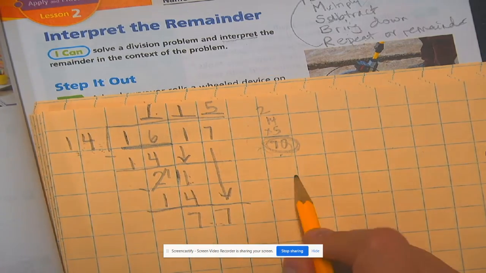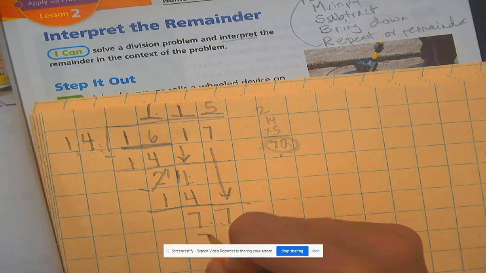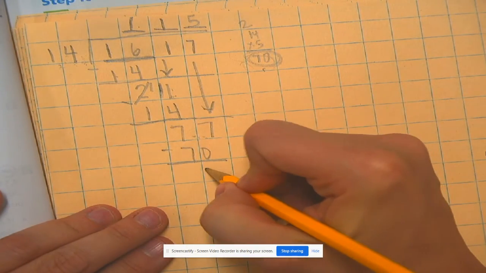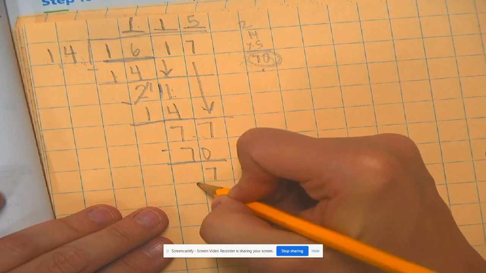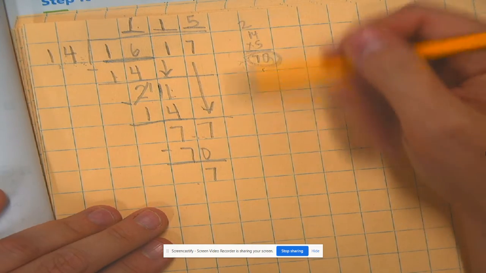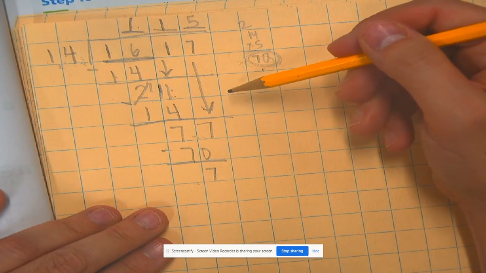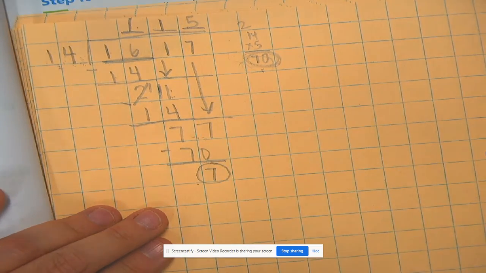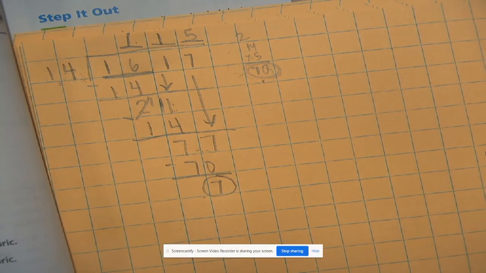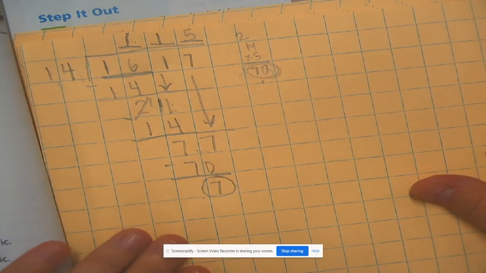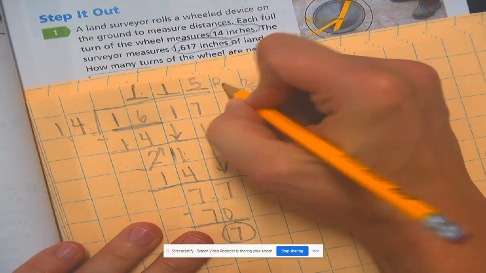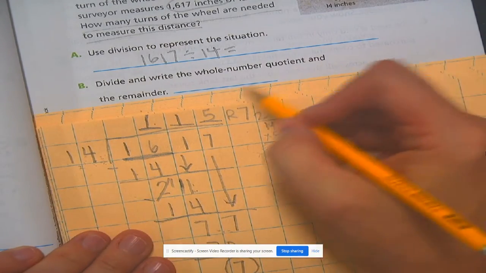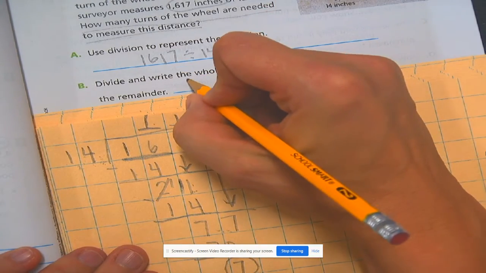5 times 14 is 70. Subtract. Okay, is there anything to bring down? So 7 becomes my what? So I circle it so I know that I'm done. Okay, so we have remainder 7. So it says right here, divide and write the whole number quotient and the remainder. So what's our answer?